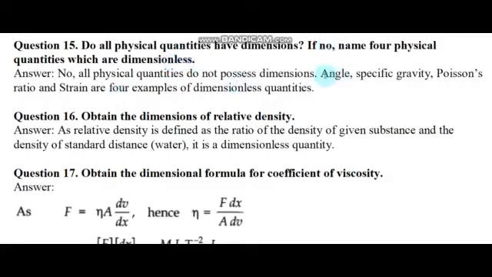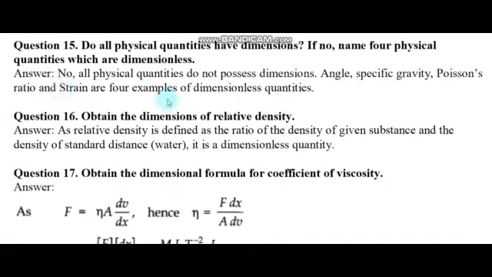Example, angle, it is a radian, no? So it has no dimension. Then specific gravity, you'll be learning in 9th chapter. Specific gravity is dimensionless. Poisson ratio also you will be learning in the second volume. So a ratio has no dimensions, it cancels out. Then strain. Strain is nothing but change in dimension from original dimension. So this is also a dimensionless quantity.